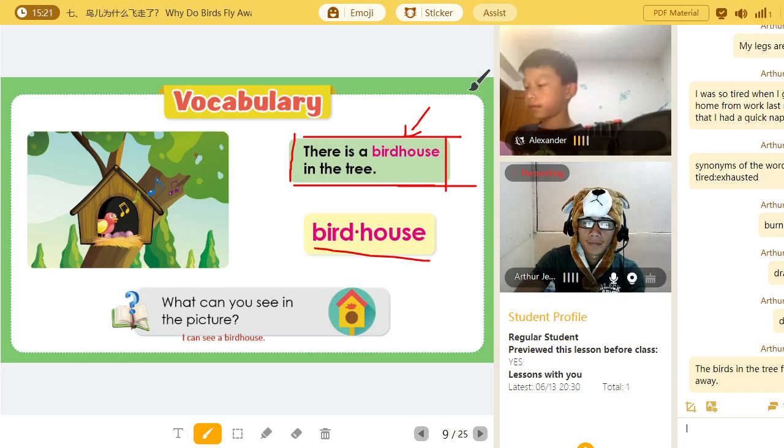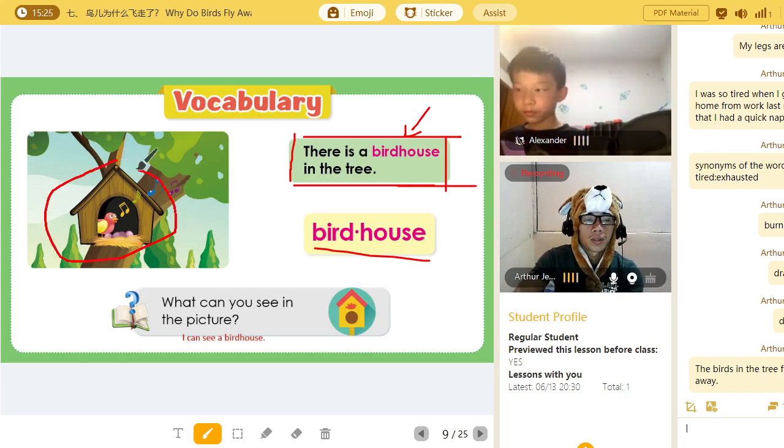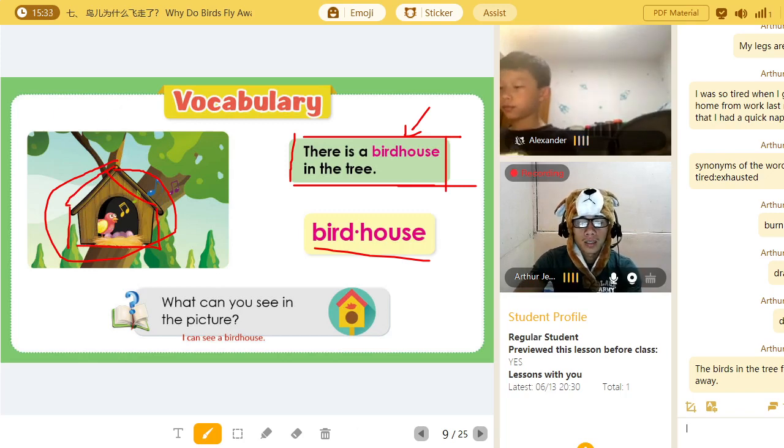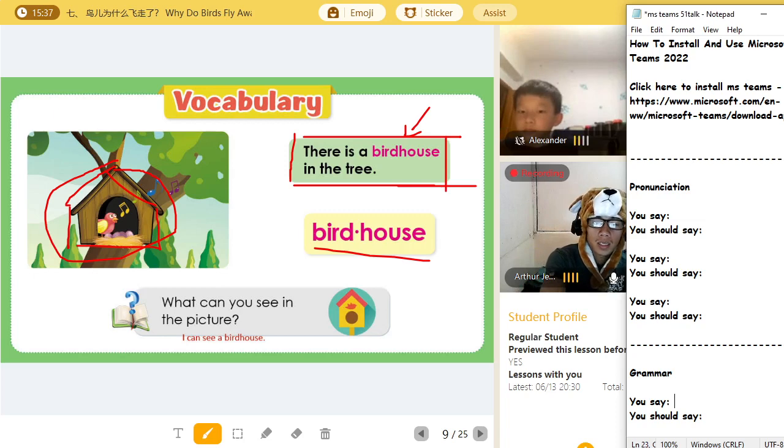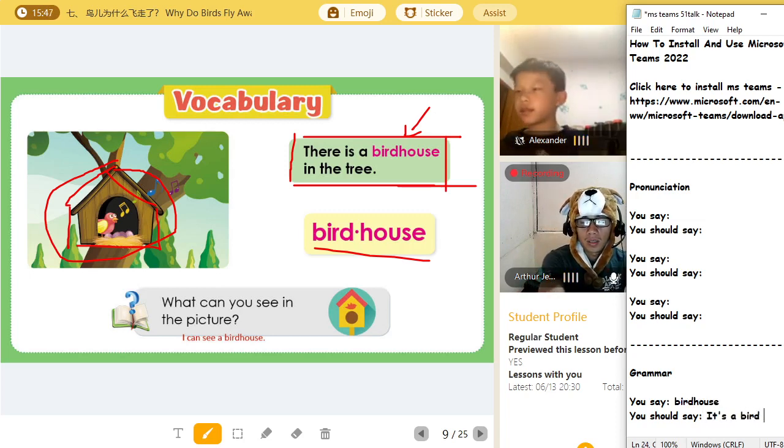What's this, Alexander? What do you call this thing? Birdhouse. Okay, can you please answer in a complete sentence? You can say, it's a birdhouse. It's a birdhouse. Okay, very good.